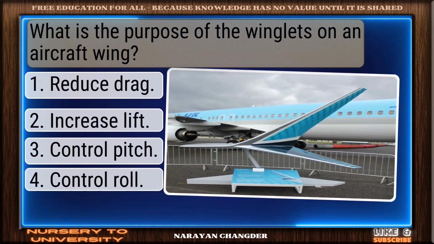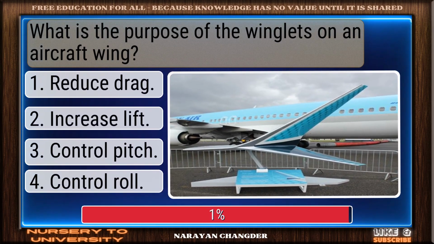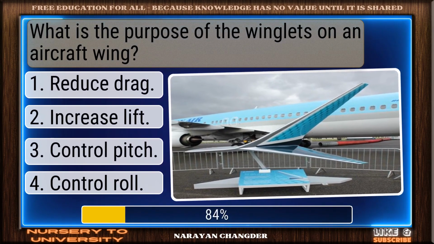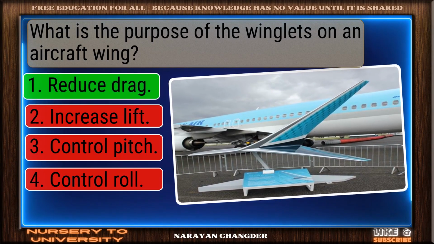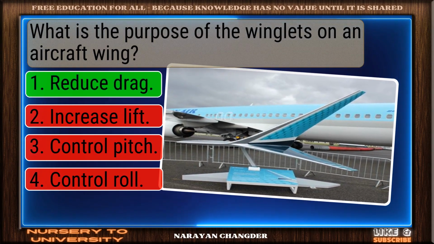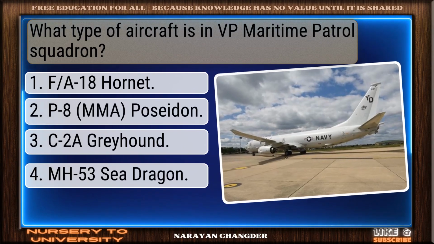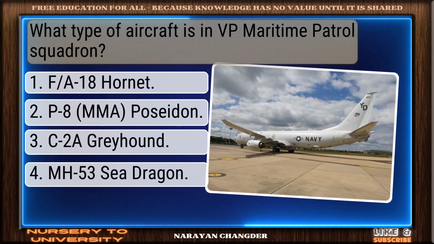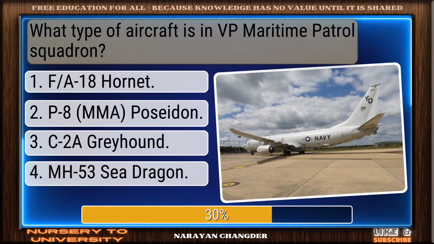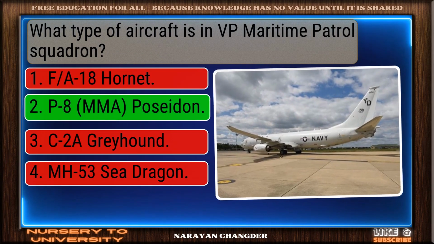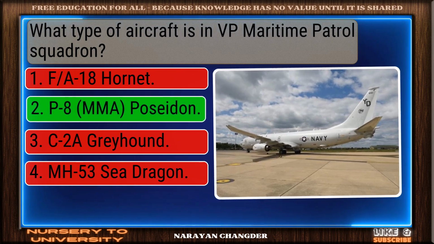What is the purpose of the winglets on an aircraft wing? Well reasoned. Reduced drag is the correct choice. What type of aircraft is in VP Maritime Patrol Squadron? Bravo. P-8 Poseidon is the answer.